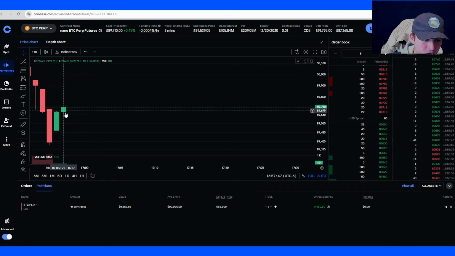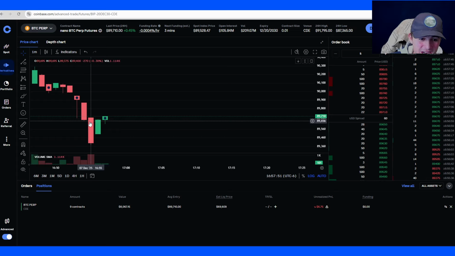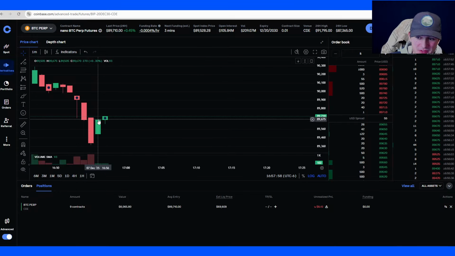Boom, anyone that was short just now, I changed the color. Now they're in a losing position, as well as anyone that was short during this bar, right? 1,000 volume traded, so a good amount of selling happened. So now they're in a losing position. Now they have to do something.